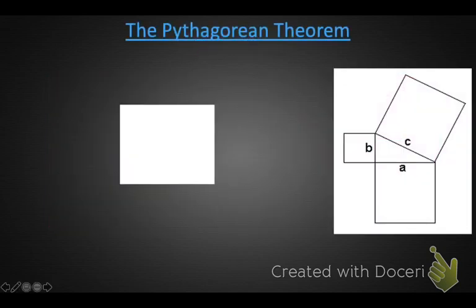Alright, so if you remember, the Pythagorean theorem is a squared plus b squared equals c squared. If you were not here yesterday, you need to write that down. It is really, really important to know.